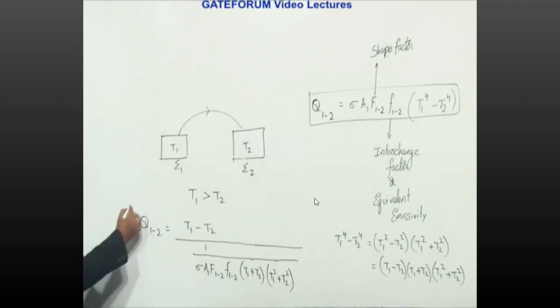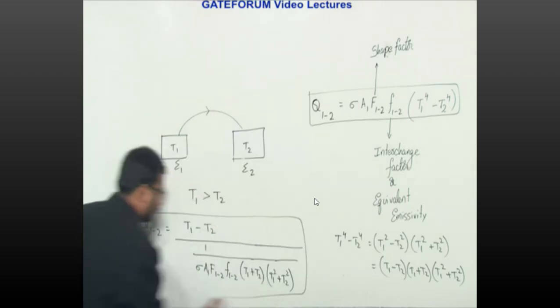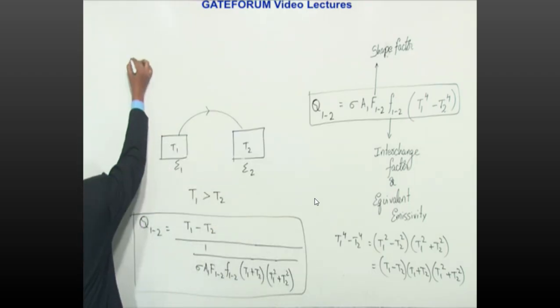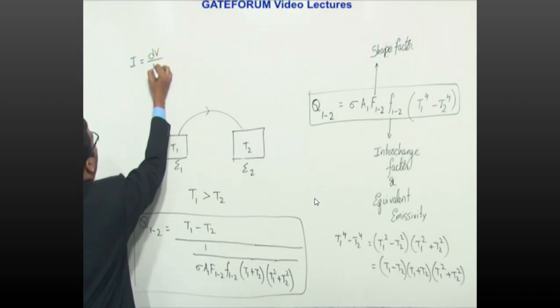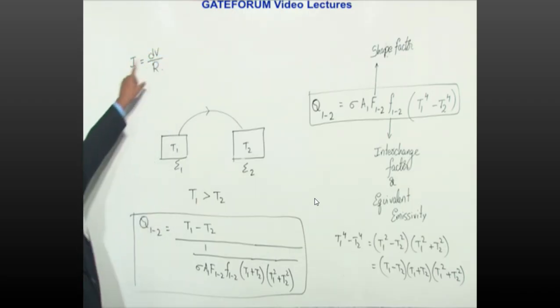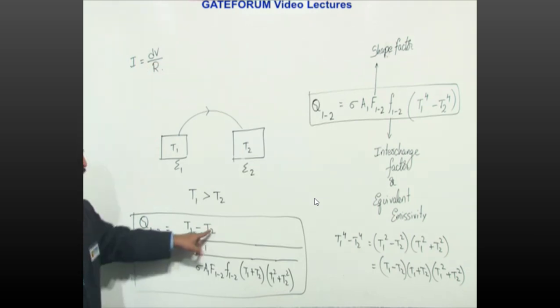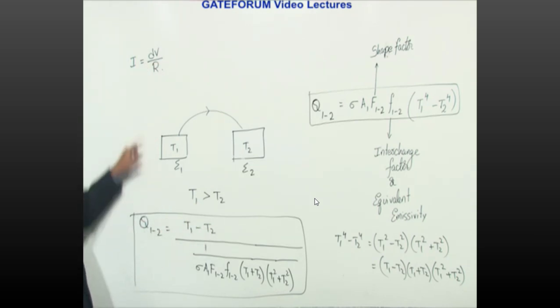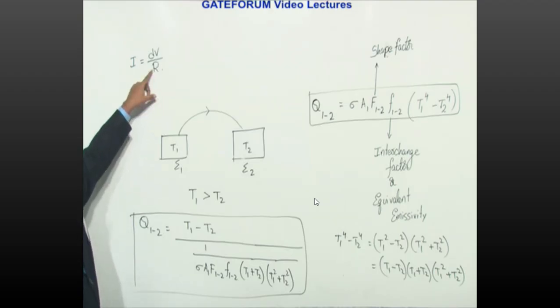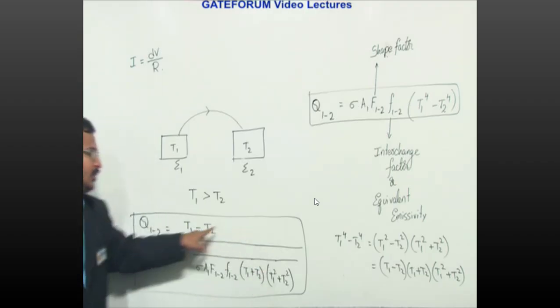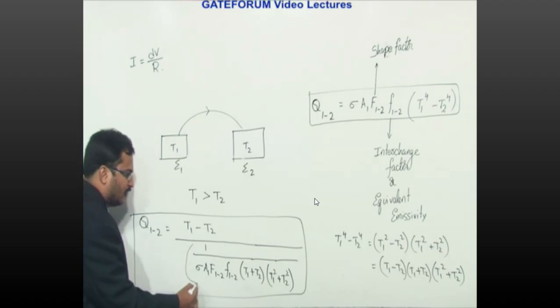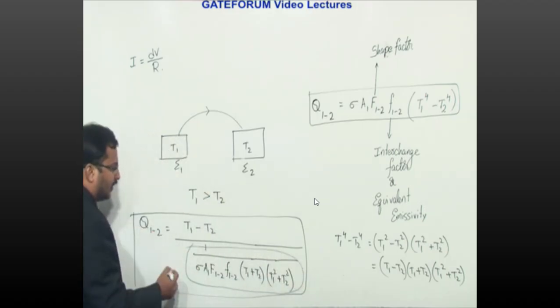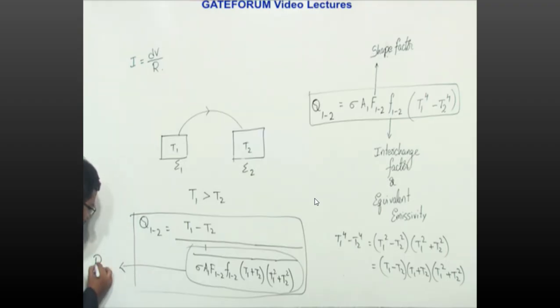Now this particular condition is analogous to Ohm's law, I is equal to dV by R. So current is because of potential difference, whereas heat transfer is because of temperature difference. Here the resistance is the electrical resistance for the flow of electrons, whereas here the resistance is this total term. So this total term will be the thermal resistance due to radiation, R_th radiation.